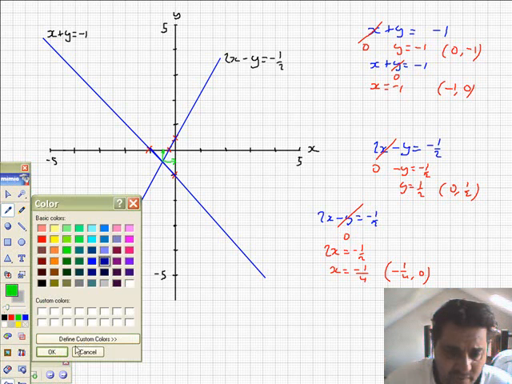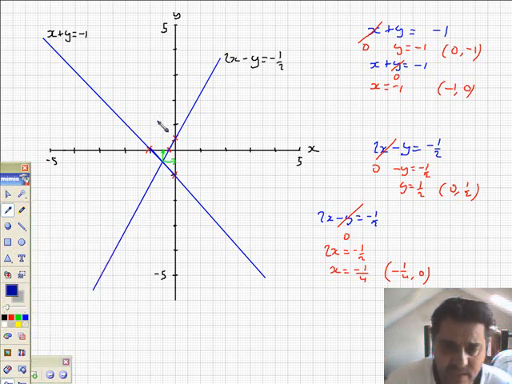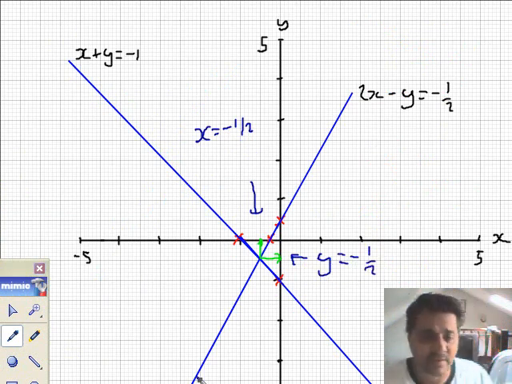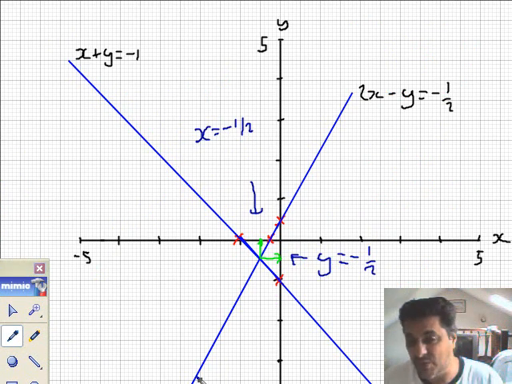I'm just working on a graph here. So let's have a look. If I put a little arrow there, I'm going to say x equals minus a half, or minus 0.5, and a little arrow there, I'm going to say y equals minus a half as well, or minus 0.5. And that's 2f done.